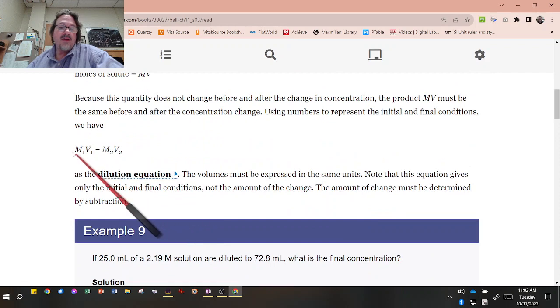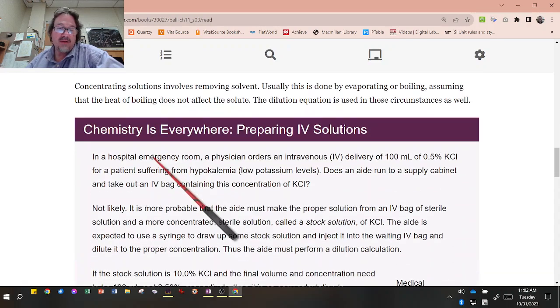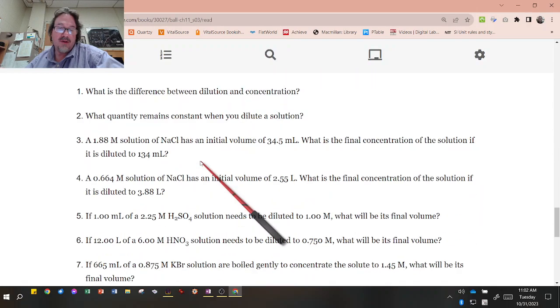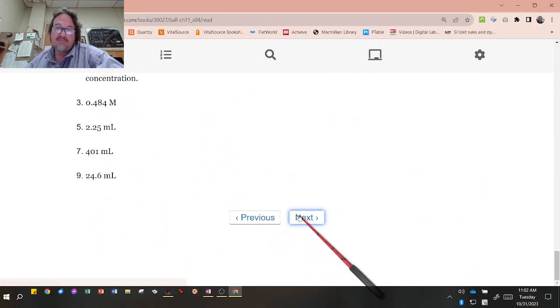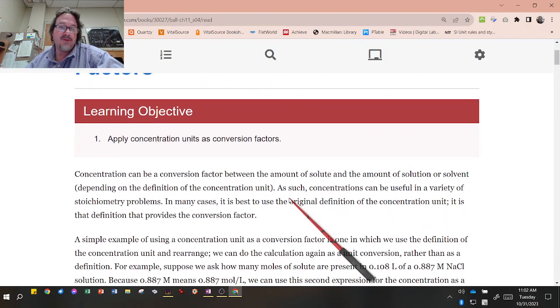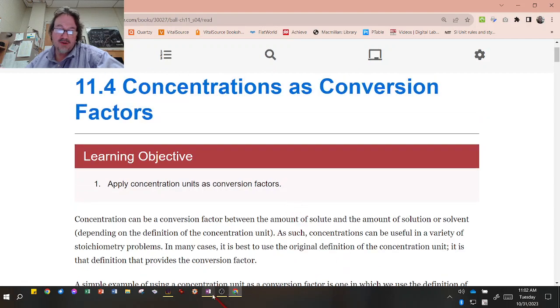Their formula in the book uses M for molarity, I think. I use C instead, C1V1 equals C2V2, because, again, as long as you have the same unit of concentration, it's going to work. It doesn't have to be just molarity. And so I represent that a little bit different than the book does. Okay, so we're done there. That's a short section. Let's go back.